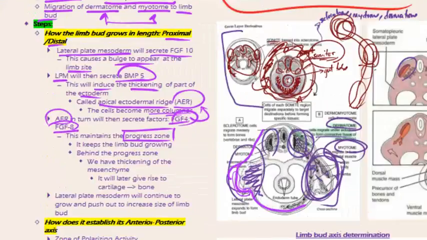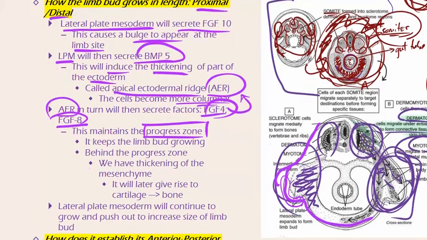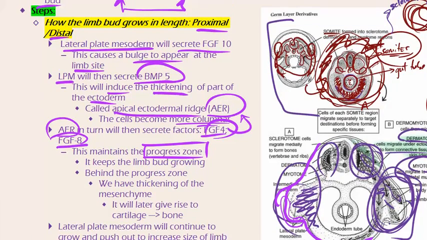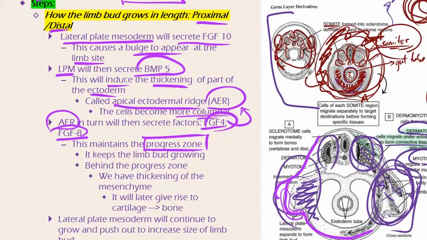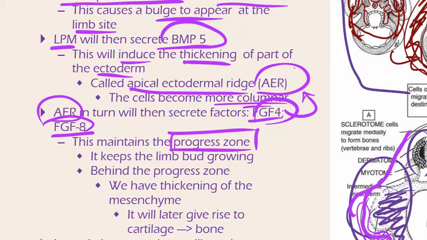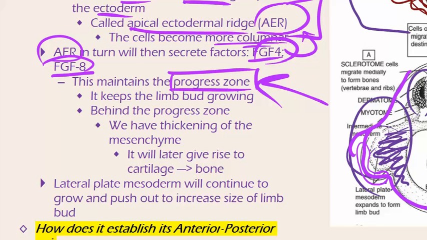So one more time. Lateral plate mesoderm secretes fibroblast growth factor 10. It induces the bulge to appear. The lateral plate mesoderm also secretes bone morphogenic protein 5. It's going to induce the formation of your AER. Once your AER is formed, it's going to secrete fibroblast growth factors, and that's going to maintain the progress zone. Behind the progress zone, you're going to get thickening of your mesenchyme, you get cartilage formation, and that later becomes bone.